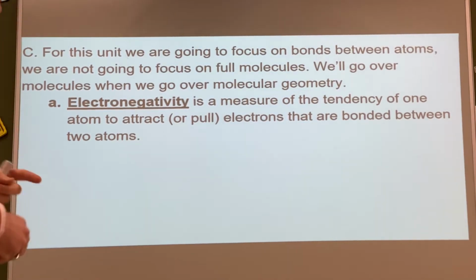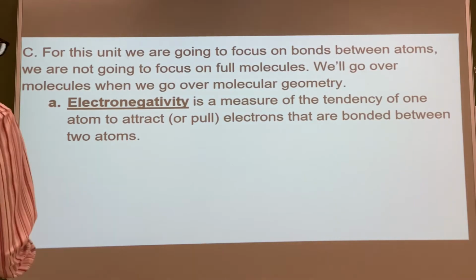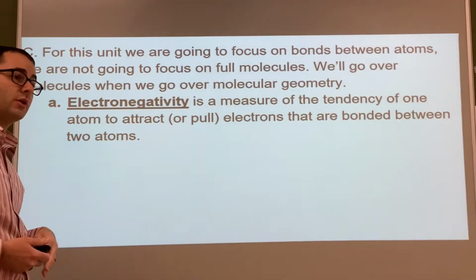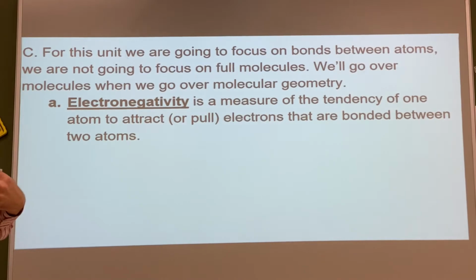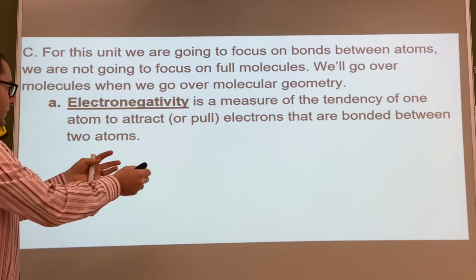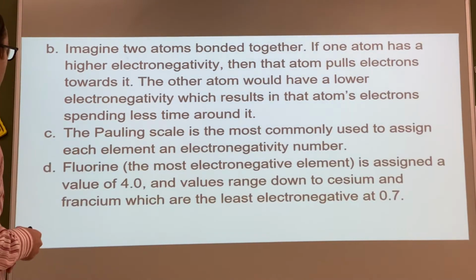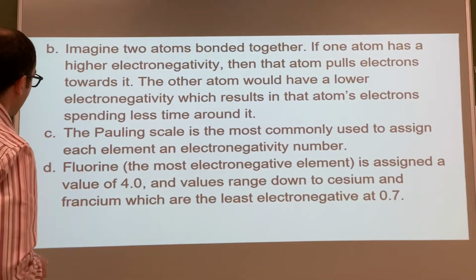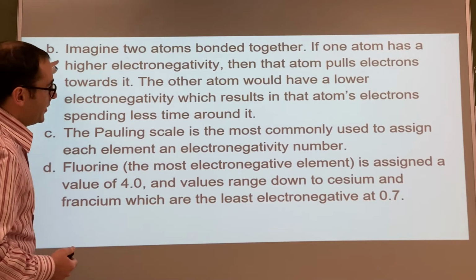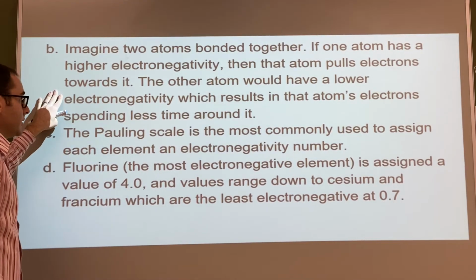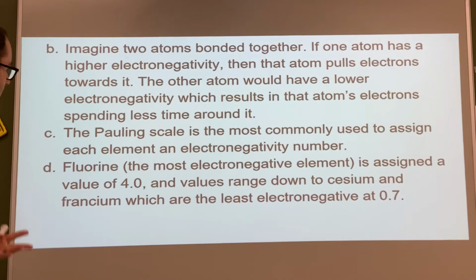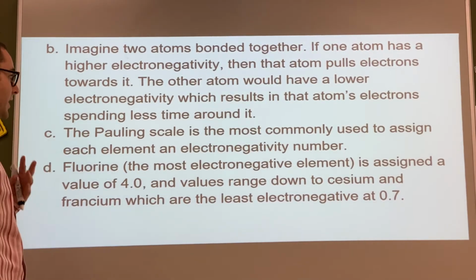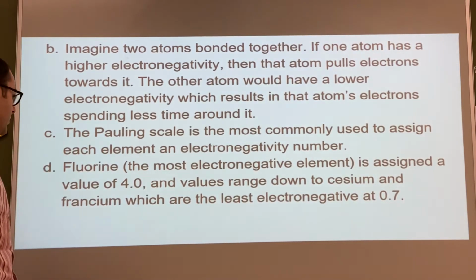We talked about electronegativity last year when we did water. We talked about water and it pulling electrons toward it. The oxygen pulls electrons towards it. The hydrogen kind of lets the electrons go away from it. So imagine two atoms bonded together. If one atom has a higher electronegativity, then that atom pulls the electrons towards it. The other atom would have a lower electronegativity, which results in that atom's electrons spending less time around it.